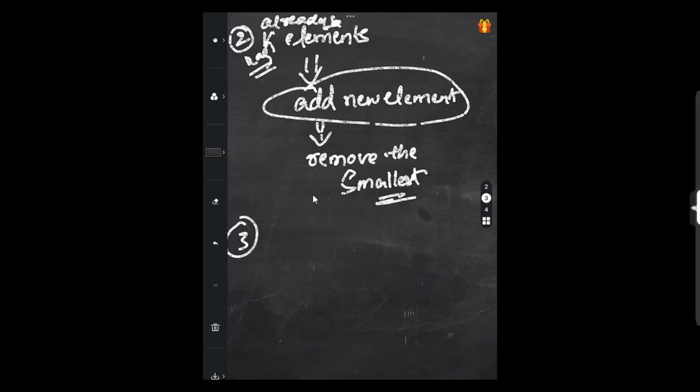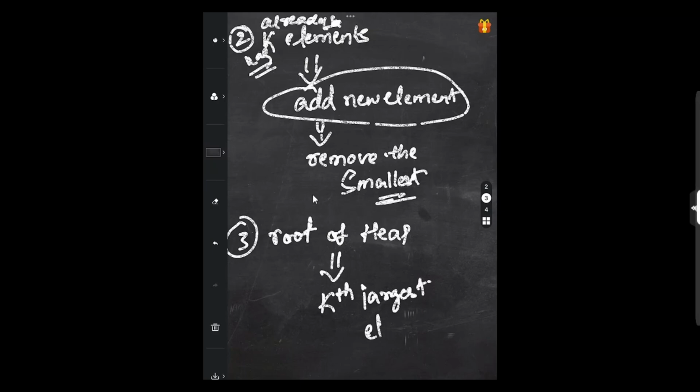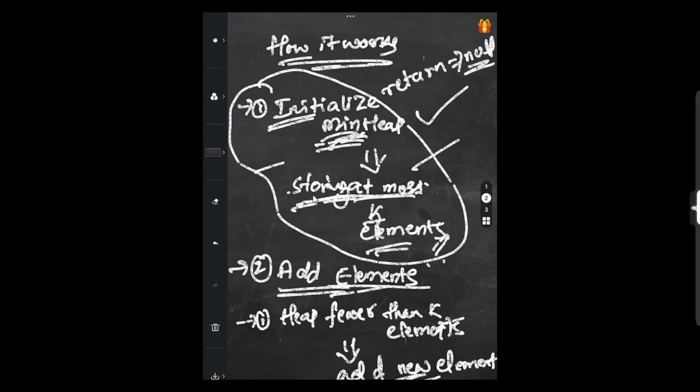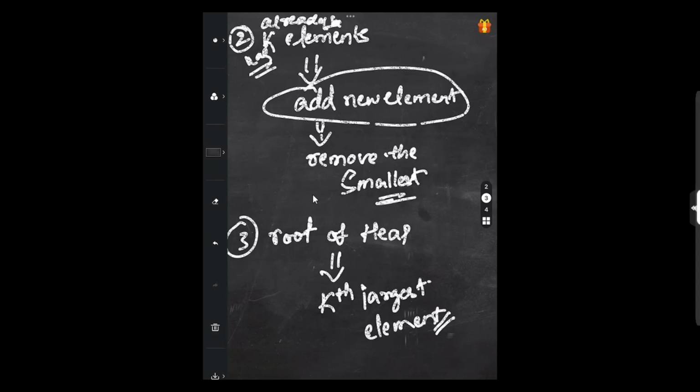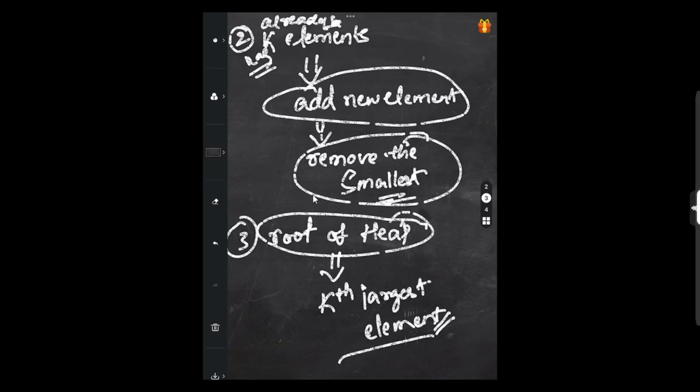The third step is, the root of the heap now contains the kth largest element. This is simple, right? Now we saw the initialization part. When the heap has fewer than k elements, we add a new element. That is the first step of the add operation. Second step, if it already has k elements, we add a new element and remove the smallest. And finally, the root of the heap contains the kth largest element. So that is what we have to do.